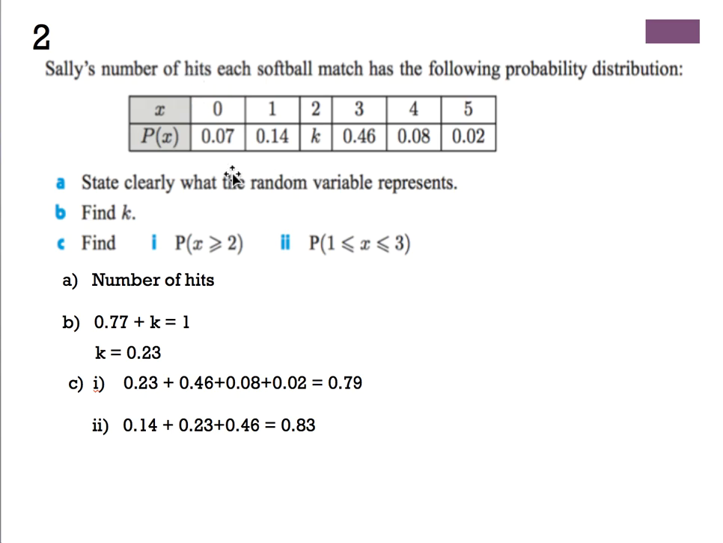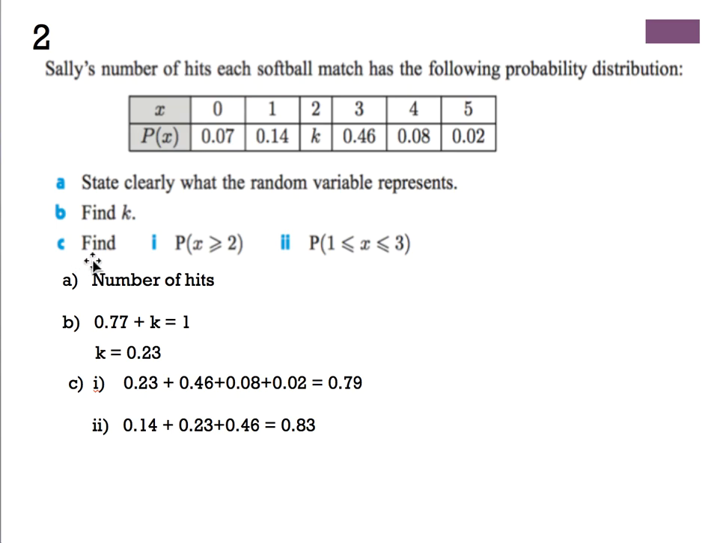Now, how will you find the value of k, which is the probability of x equals 2? So we know that the sum of the probabilities must be equal to 1. So we can do that by adding 0.07 plus 0.14, 0.46, 0.08 plus 0.02 plus k, and it must be equal to 1. So you will have this equation and solve that simple equation. You will get k is equal to 0.23. So that would be the value of k.